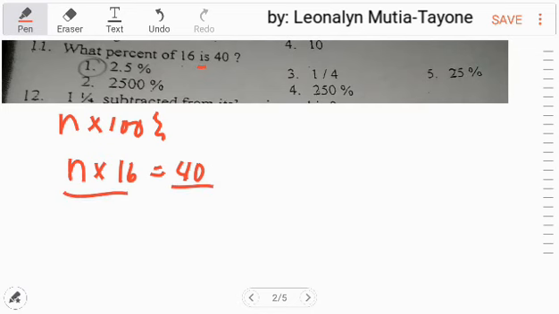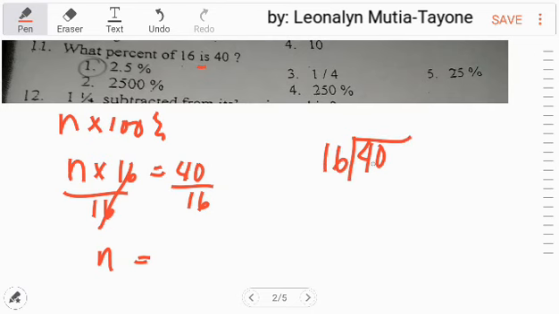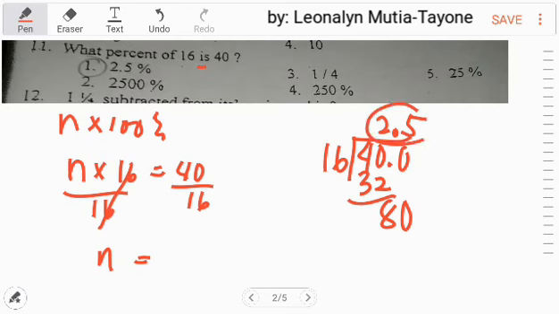Para ma-isolate si n dito, i-divide natin ng 16 ang both sides. So, ma-cancel out na si 16 dito. Nandito na siya sa kabila. So, n equals 40 divided by 16. Para mas klaro gawin natin ganito, 16. So, ilang 16 ba si 40? 2. 32, may 8 siya. So, decimal, bring down tayo ng 0. 80 divided by 16 and that is 5. So, ang answer dito ay 2.5.